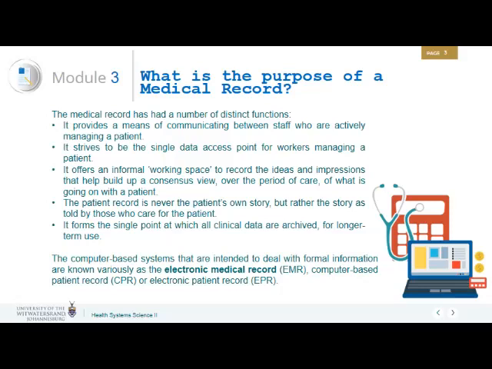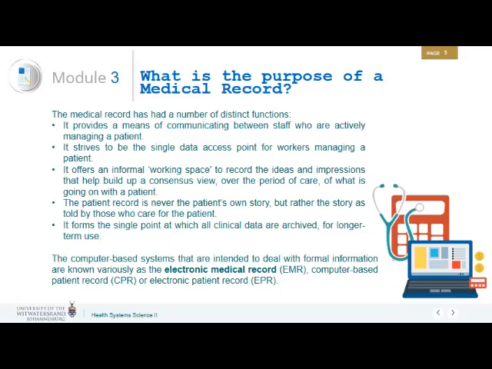And that is really the one key function of having a central medical record for that patient. So we see that the medical record therefore acts as an informal workspace that records the ideas or impressions that build up a consensus view over a period of time for that patient. Very useful is having a record that tracks the history of a patient so we can see changes in that patient over time. The patient record is therefore never really the patient's story. It is in fact an interpretation of what medical professionals are seeing of that patient.